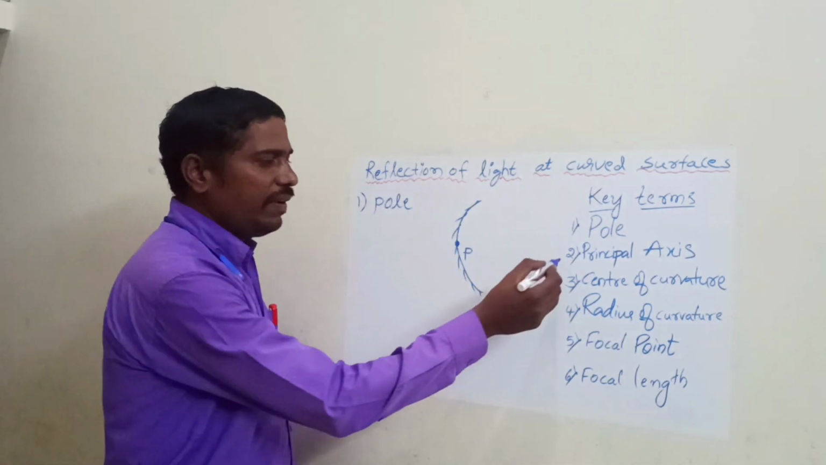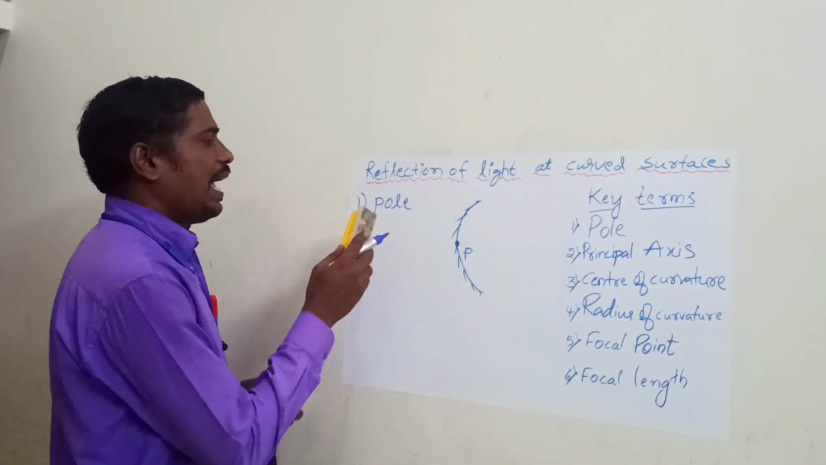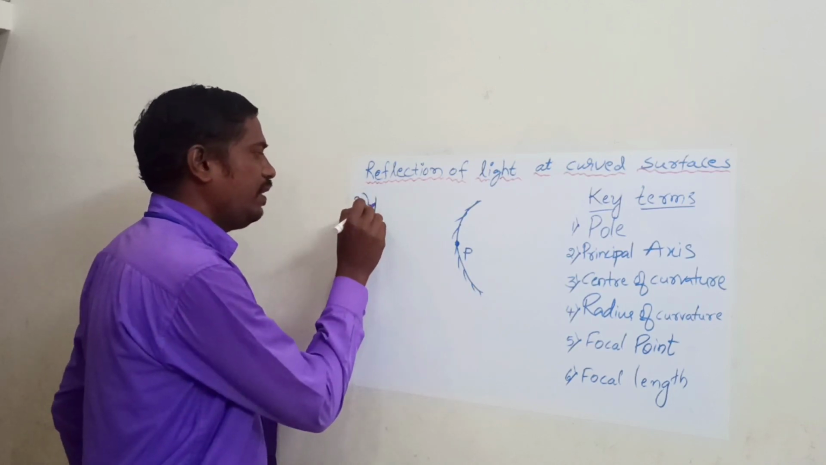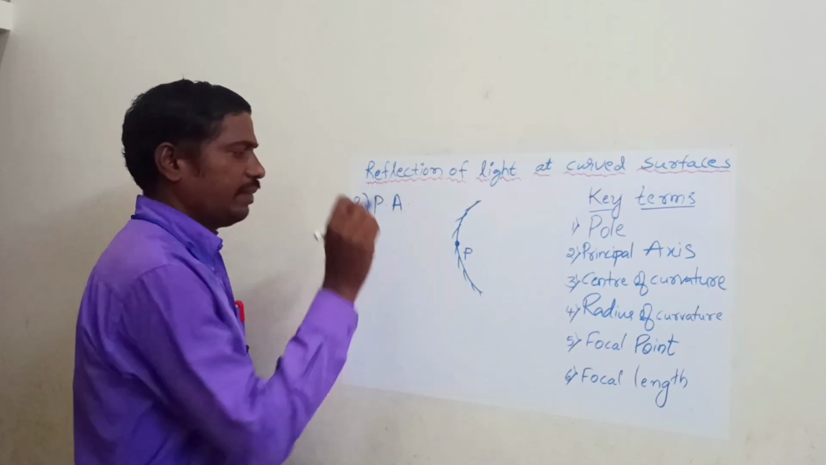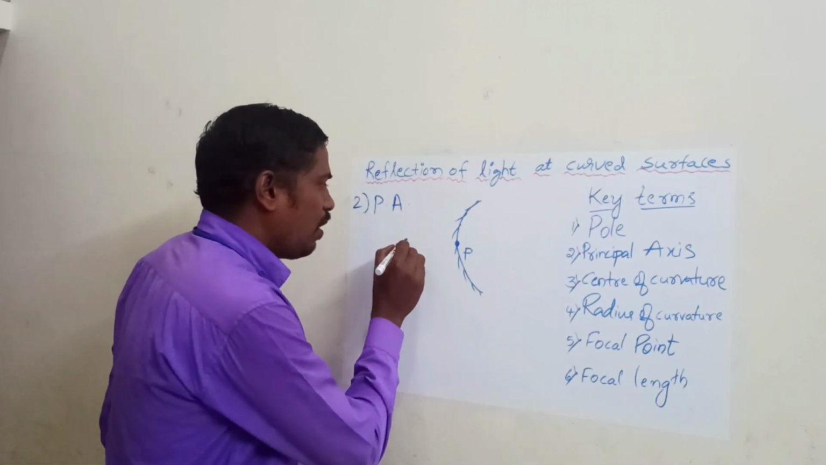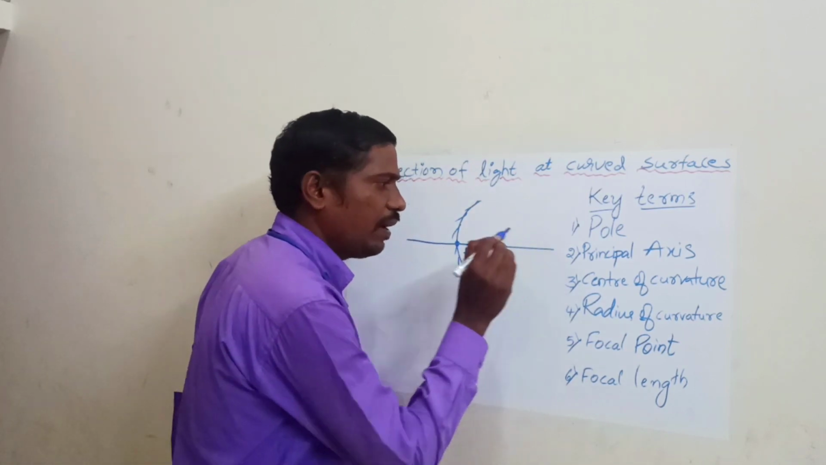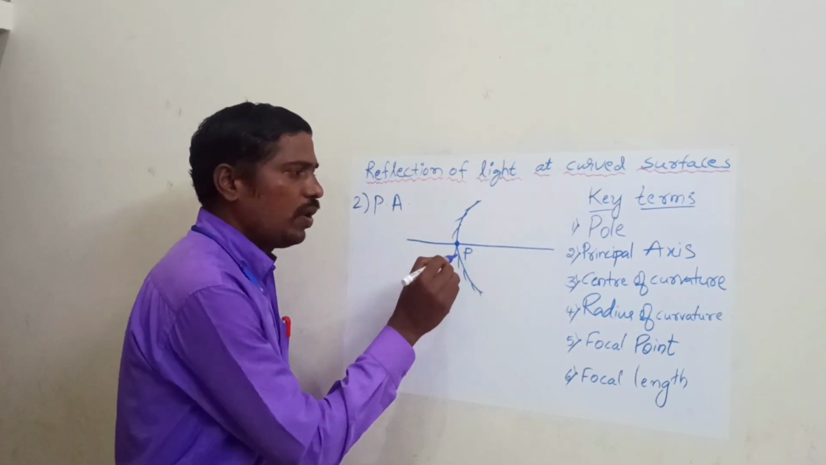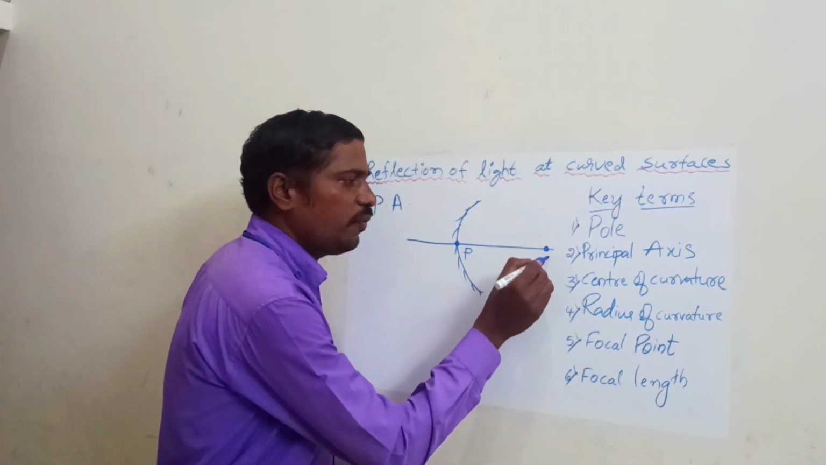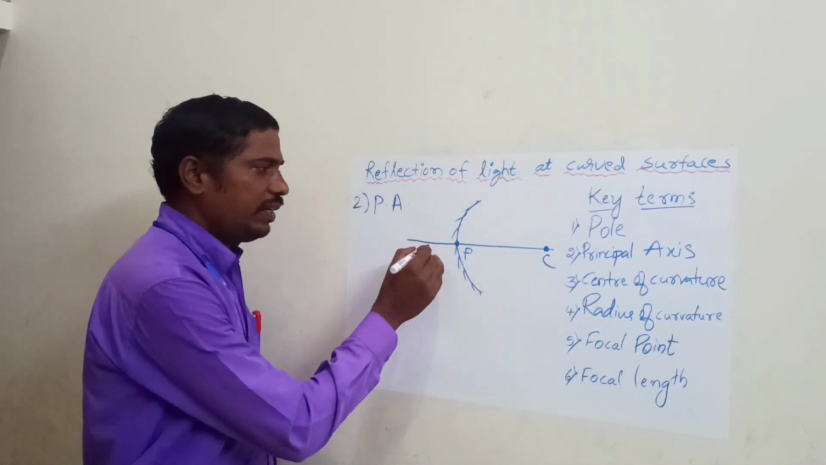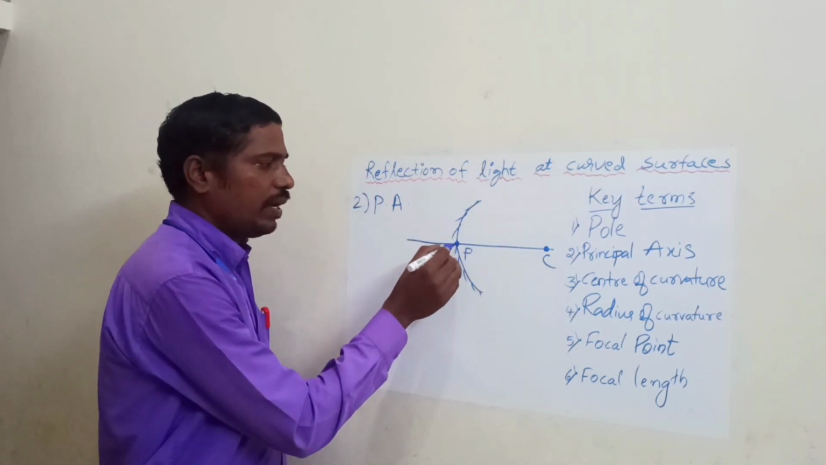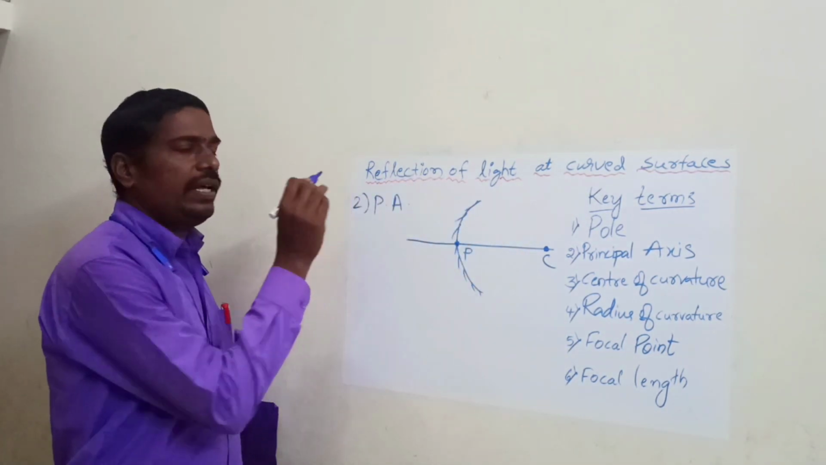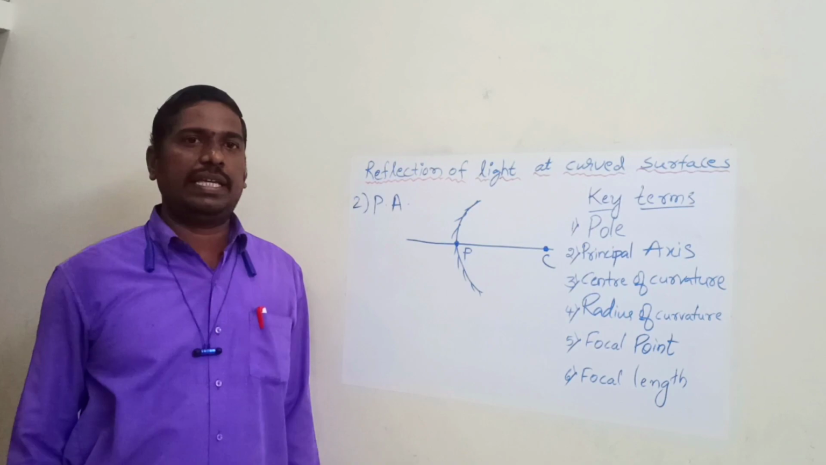Now the second one is principal axis. The horizontal line which passes through the pole and center of curvature is called principal axis.